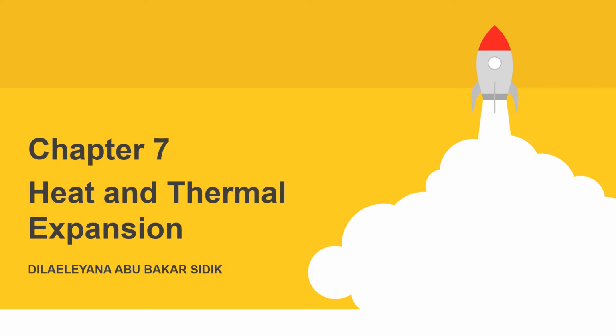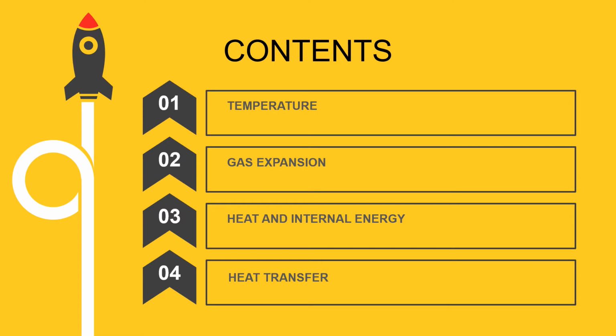So today we will continue on chapter 7 for physics and for engineering, which is about heat and thermal expansion. This is the content for this chapter, which we will cover: the definition of temperature, then gas expansion, then heat and internal energy, and the last one is heat transfer.